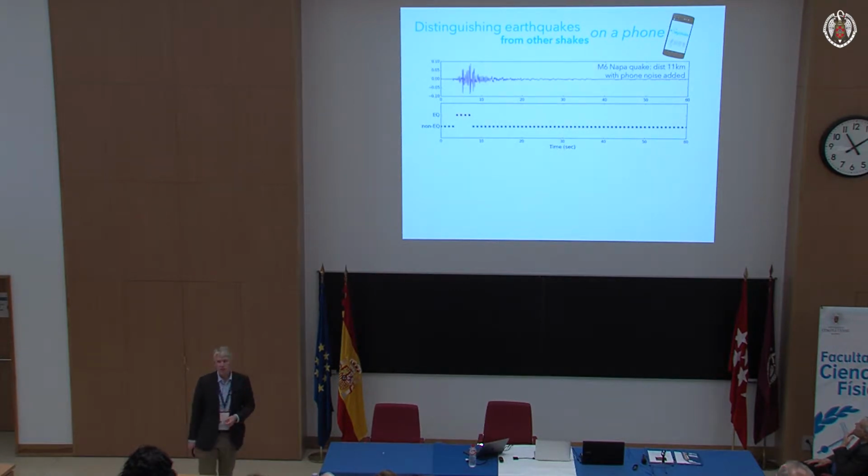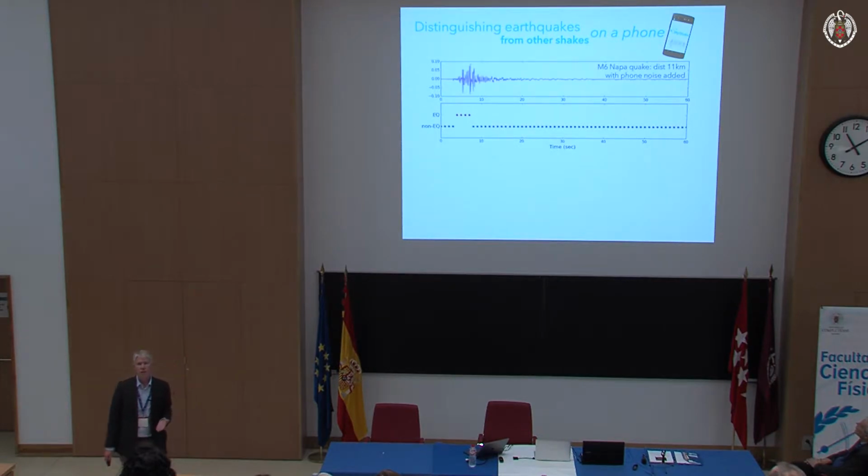This just illustrates it by applying that algorithm to some data. This is actually for the Napa earthquake, a magnitude 6 earthquake just north of San Francisco a few years ago. And so here's a seismogram, 60 seconds worth of data, and then this is the classifier. It's saying it's not an earthquake, not an earthquake, not an earthquake, not an earthquake, earthquake, earthquake, earthquake, earthquake, not an earthquake. Okay? So that just gives you a simple example of how on the phone you can determine that it's an earthquake or not an earthquake.